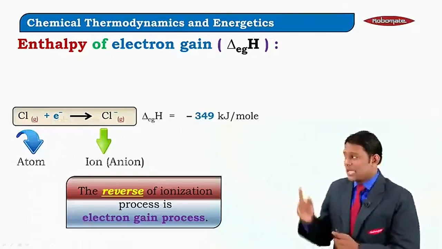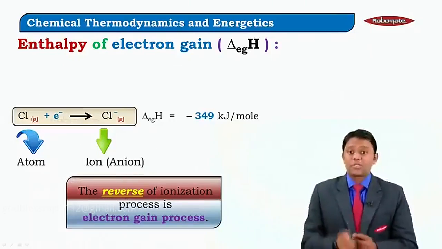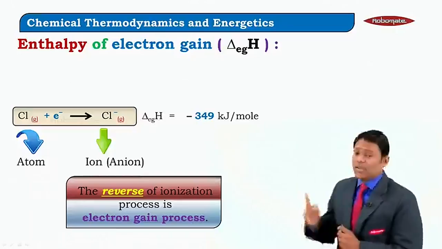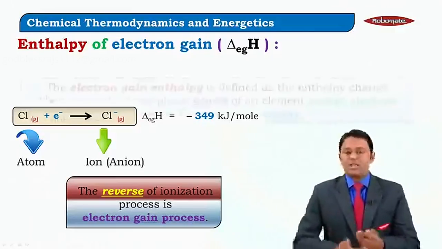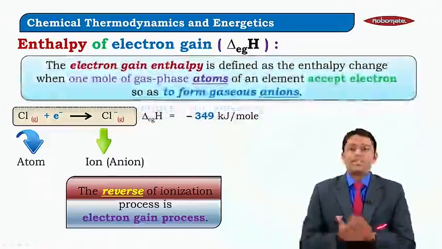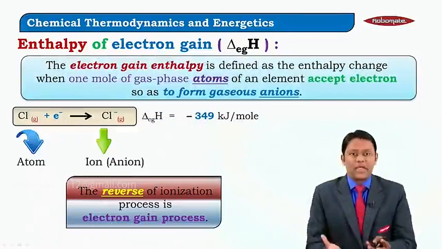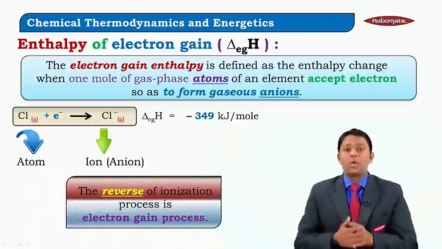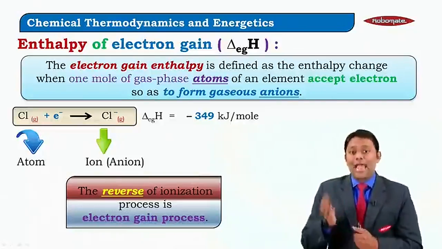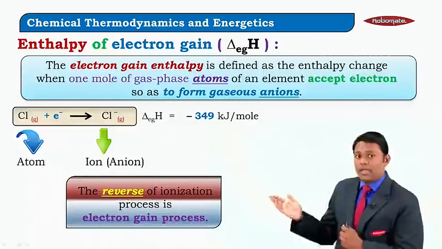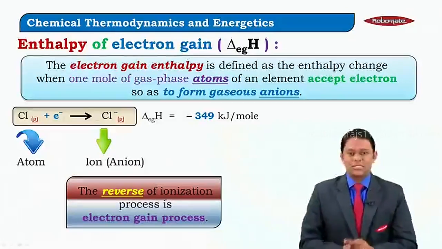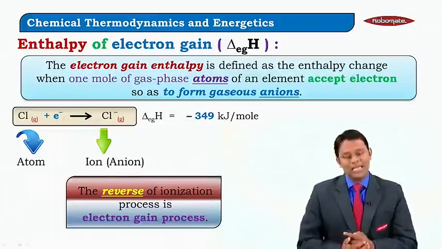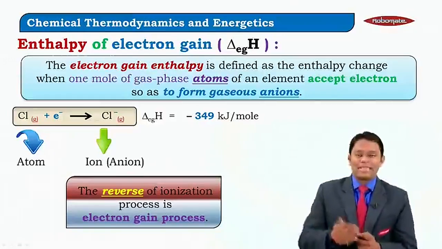If you see this sign carefully, it is minus. That means during this reaction, the energy is released from the system to the surroundings. The definition is very simple. The electron gain enthalpy is defined as the enthalpy change when 1 mole of gas phase atoms of an element accepts an electron to form a gaseous anion. So this is what is called electron gain enthalpy.